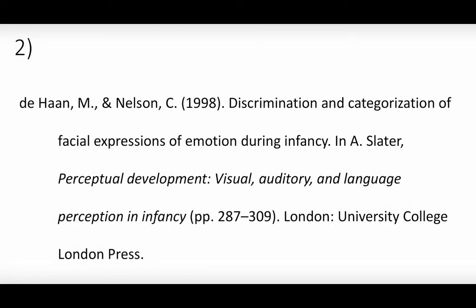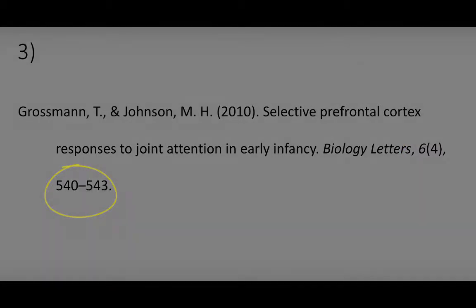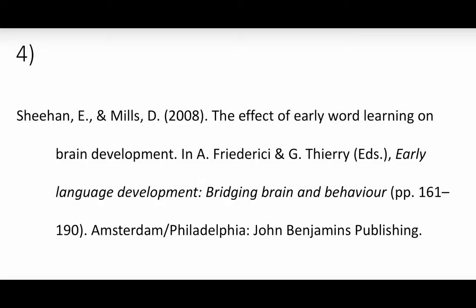How about this one? We can see the word in is placed in the second line. There is an italicized book title. We can see the place where it was published along with the publisher. So this looks like a chapter in a book. This one looks like a journal article. We have an italicized journal name, a non-italicized article title, a volume number, and an issue number along with the page numbers.